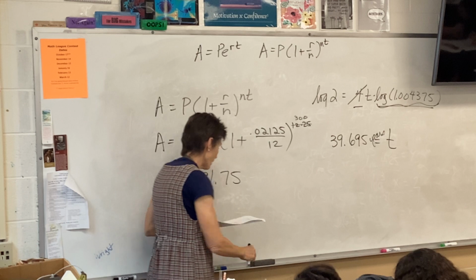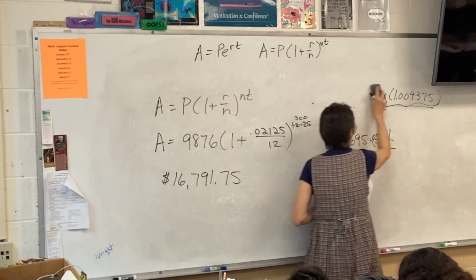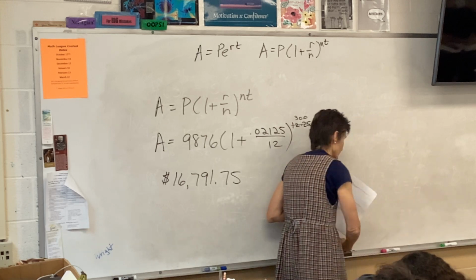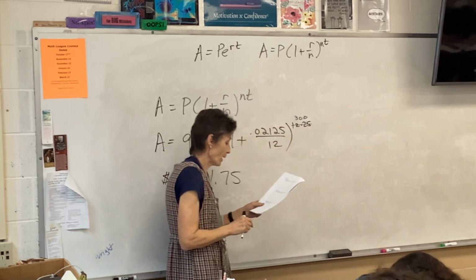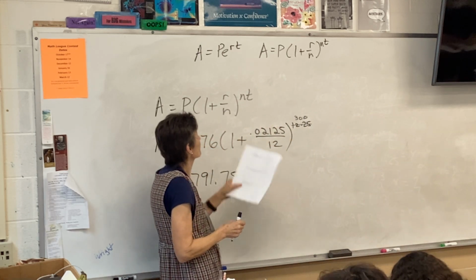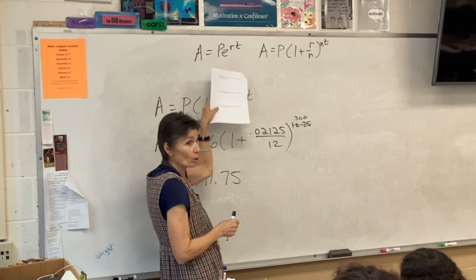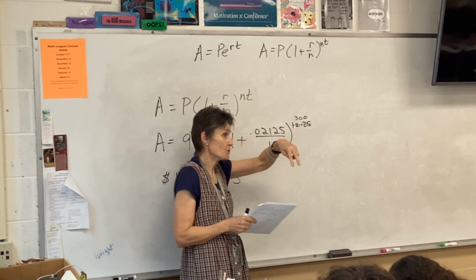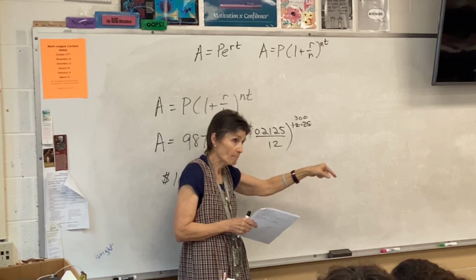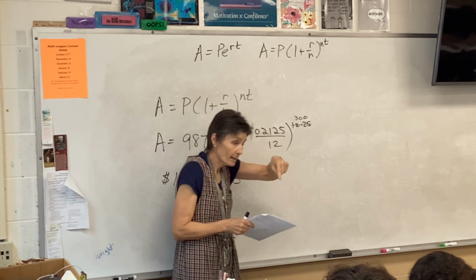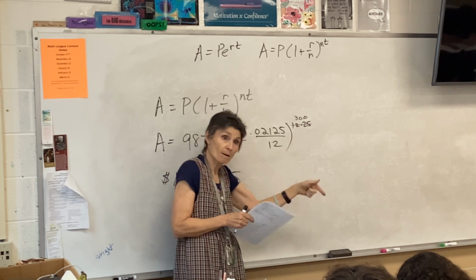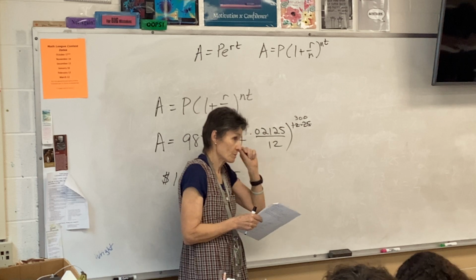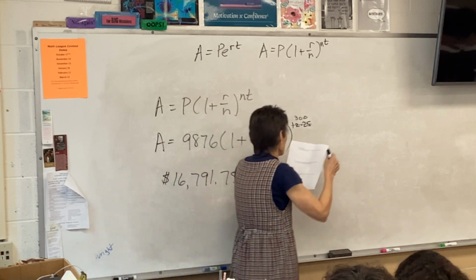Okay, last one. Which problem, or which formula, do I need for problem C? This is a PERT. PERT is used for anything that's not money and for money that's compounded continuously. That's when PERT is used. So this is not money.